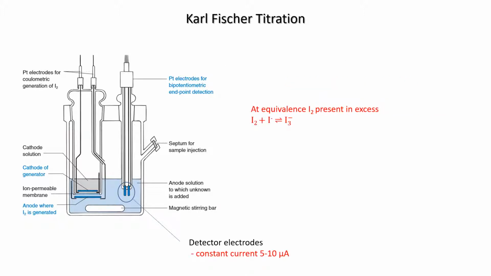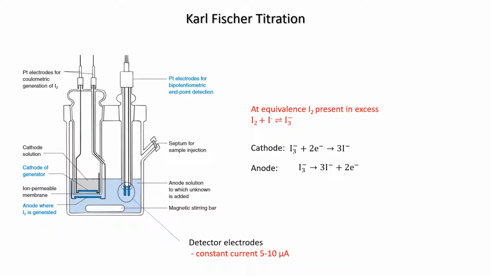The end point is detected by a bipotentiometric measurement. On the right of the apparatus, 2 detector electrodes maintain a constant current. The potential required to maintain that current is measured. Before the equivalence point is reached, the solution is rich in I- but low in I2, as the I2 is consumed in the titration reaction with water. To maintain the current before the equivalence point, the voltage needs to be high.